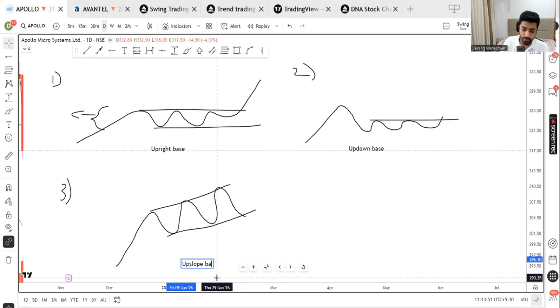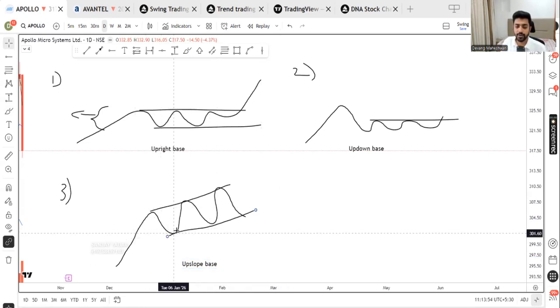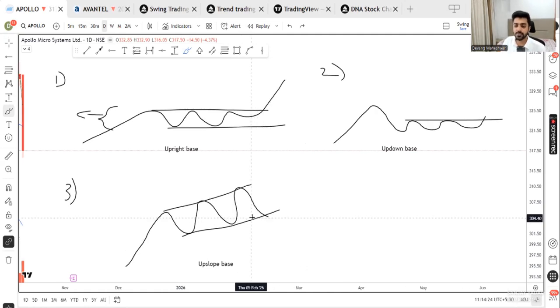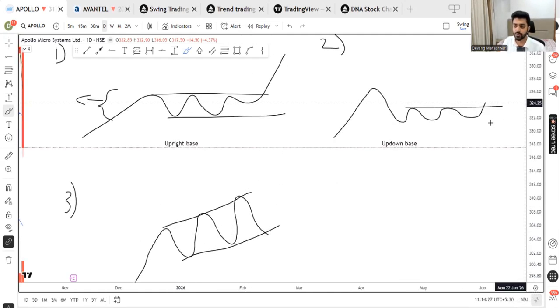So the stock moved up, and after that it did not correct. It again tried to move up, but it failed. It again tried to move up and failed. So this is kind of again and again an attempt. It broke this high, but it did not sustain. Then again it broke this high and it did not sustain. So when you are seeing the same thing happening multiple times, that there is a high breakout, but after that it again went down in the base, then again a breakout, then again went down in the base, this is an upslope base. So these are the three popular ways in which you will see all the consolidations: an upright base, an up down base, and an upslope base.